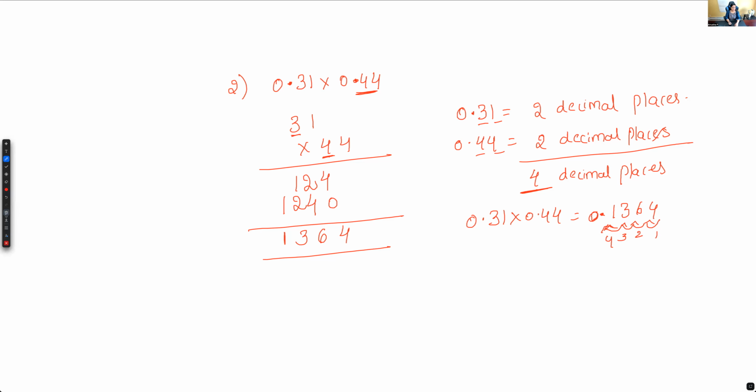Now let me do the third example. The third example we have is 0.242 times 0.56. Okay, so first, again, the same step one. What is step one we are doing here? We are just taking the whole numbers. What are the whole numbers? 242 times 56. Now, the first number will multiply by 6.